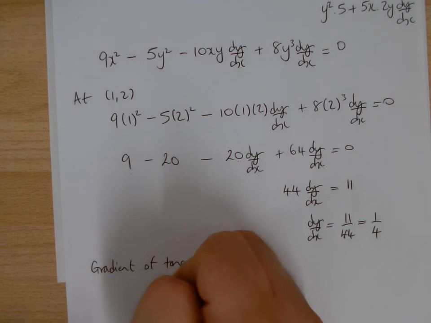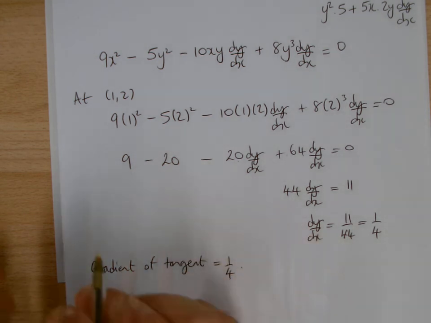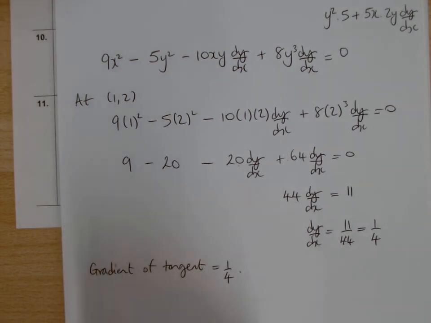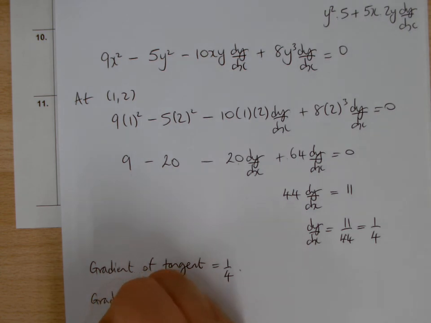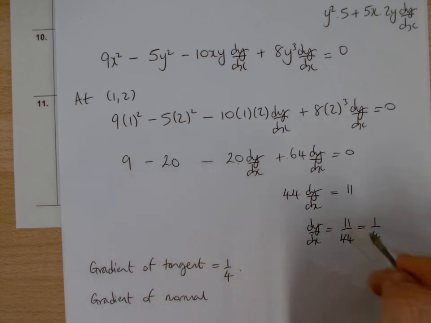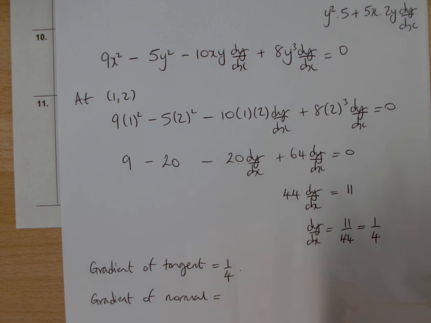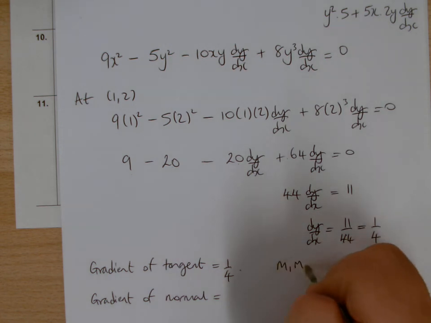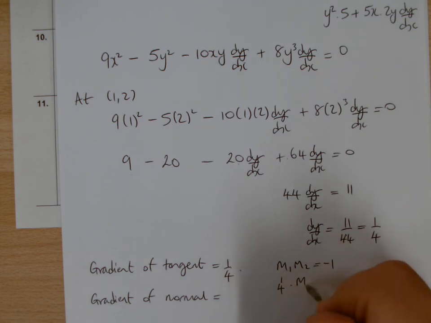So the gradient of the tangent is equal to 1/4, but remember it says we want the equation of the normal. So to get the equation of the normal, I need the gradient of the normal, don't I? Now I've got the gradient of the tangent, worked out by doing dy/dx. Can I get the gradient of the normal? Well, remember the result, m1 m2 is minus 1. If I know one of the gradients, which I do to be a quarter, I can work out the other gradient by using that formula.